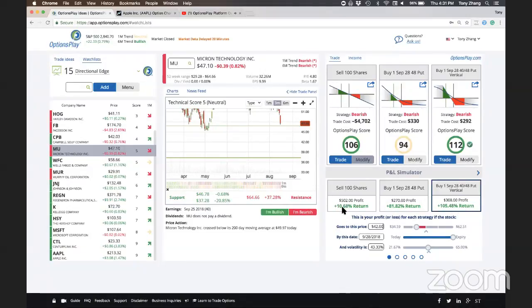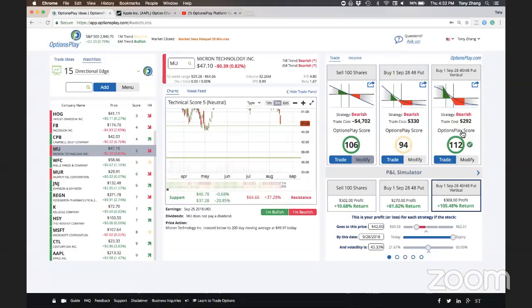So if you shorted the stock, you make a 10% return. If you bought the put option, you make an 81% return. If you bought the spread, you make a 105% return. As you can see, shorting the stock will cost you a substantial amount of margin, versus buying a put only costs you $330. Buying a put vertical only costs you $292. So the amount of money you pay for your put or put vertical is the amount of money that you have at risk.